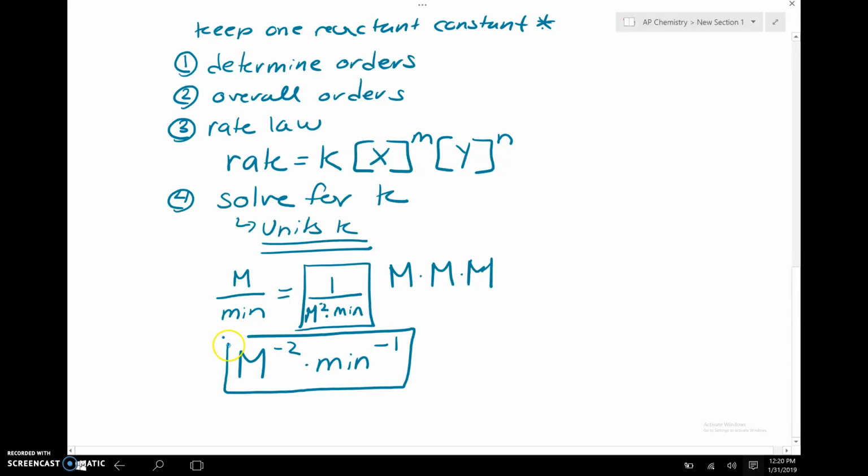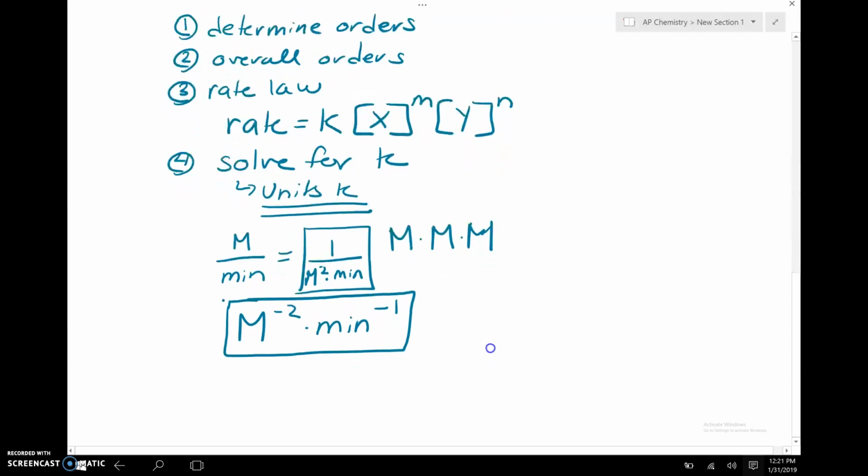Make sure that you practice this because there are some problems that award 1 point for K, and that point is the correct value of K with the unit. So if you have the right value but the wrong unit, you might not get the point. On the flip side, I consider it a free point when they give me a whole point just for having the correct unit. Okay, so that's solving for K.